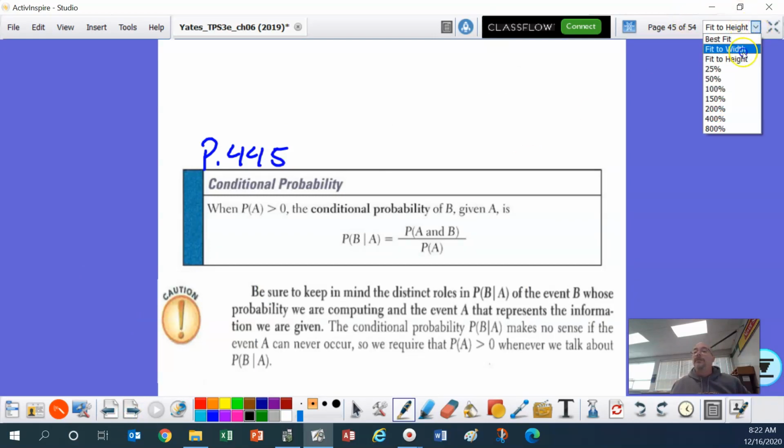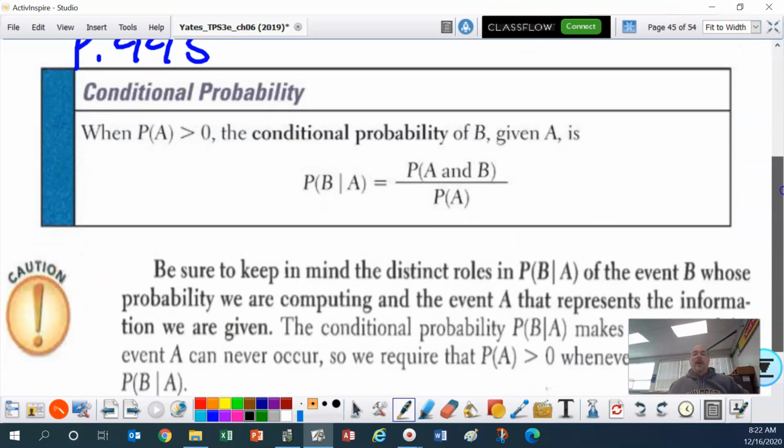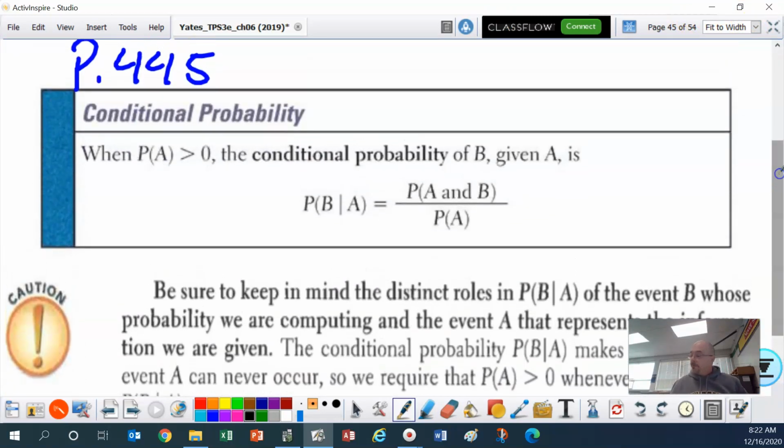Conditional probability. All right, ladies and gentlemen, they really like their conditional probability on the AP test. So we need to make sure we do this. Make sure you watch that next video because I'm going to do more examples of conditional probability.